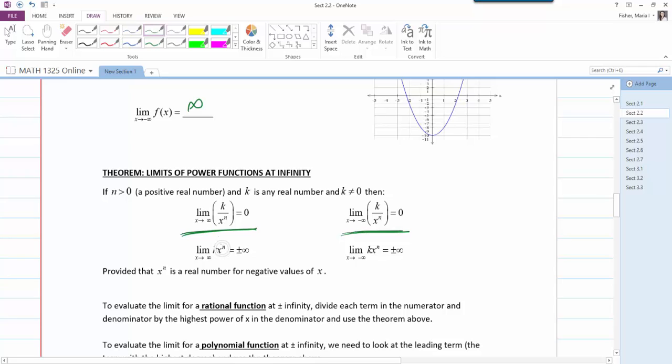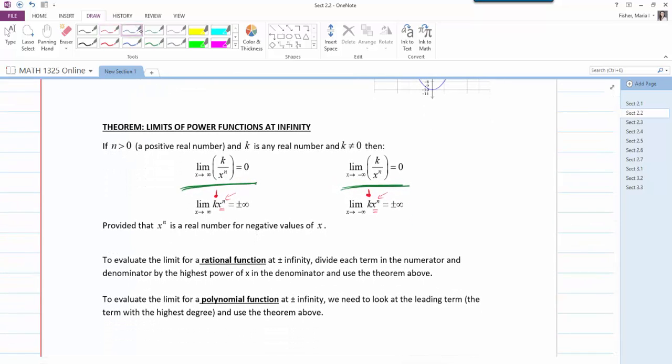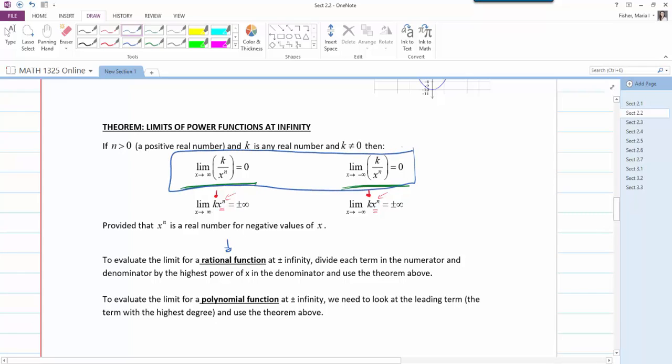If x to the n is not in the denominator, so if it's just k times x to the n, then as you're approaching positive or negative infinity, the answer is going to be positive or negative infinity. It's going to depend on the coefficient and the power. So two things are happening here. One of these is a rational function, and the other one of these is what's known as a polynomial function.